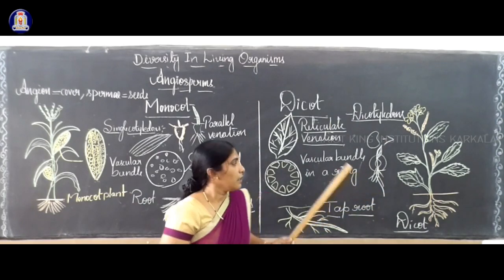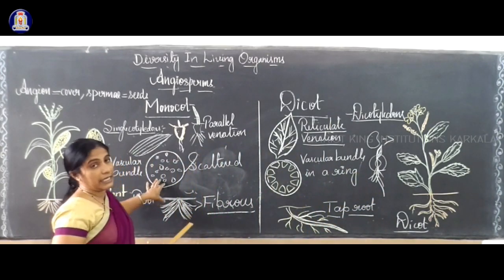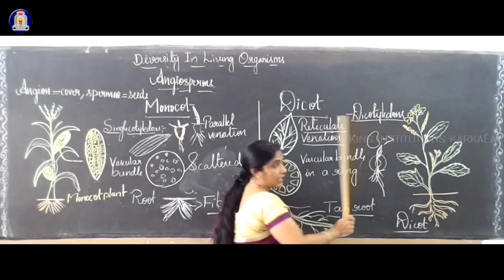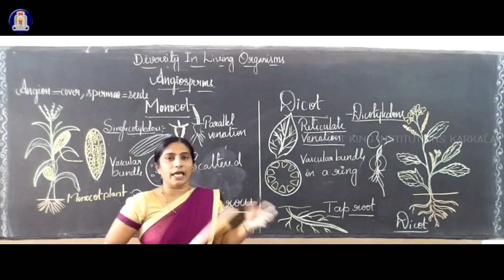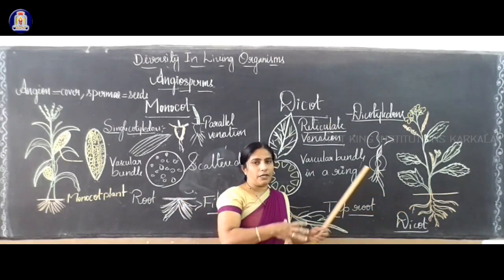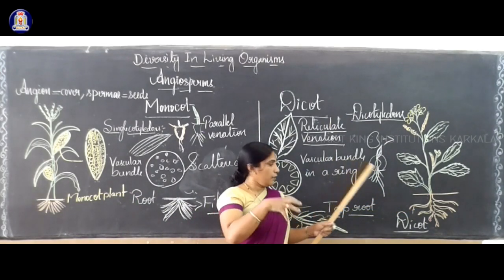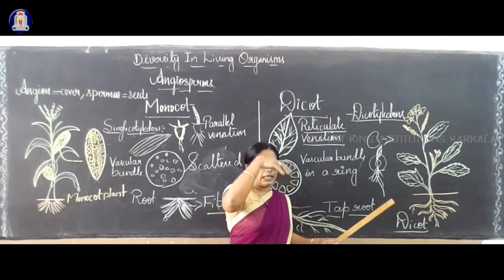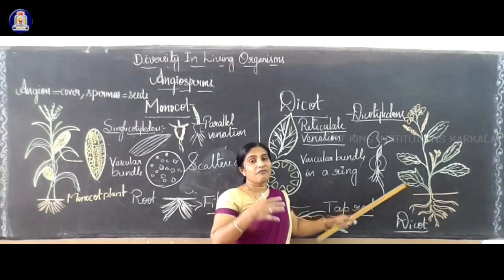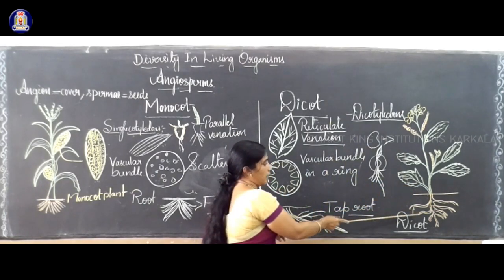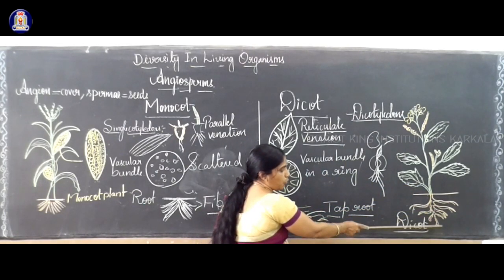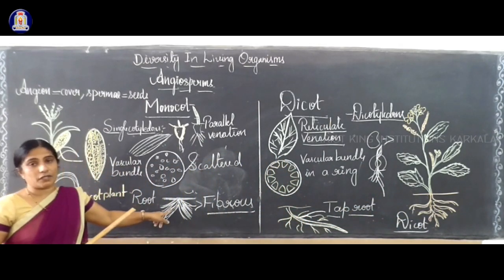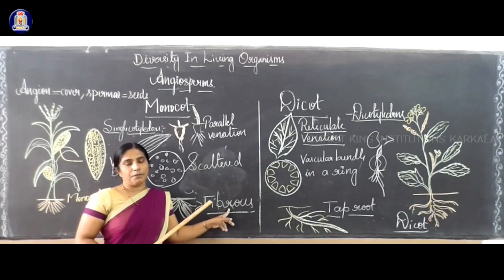If you are studying properly with keen interest, it is like a dicot plant. No one can shake the plant, for example. If you are learning everything with observation, it will stand firm. Same thing here: the dicot plant has a tap root, with primary, secondary, tertiary roots present. Here there are only tufts of roots, that's why it is called fibrous root.